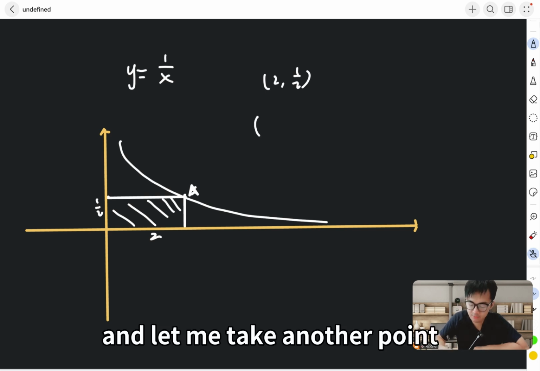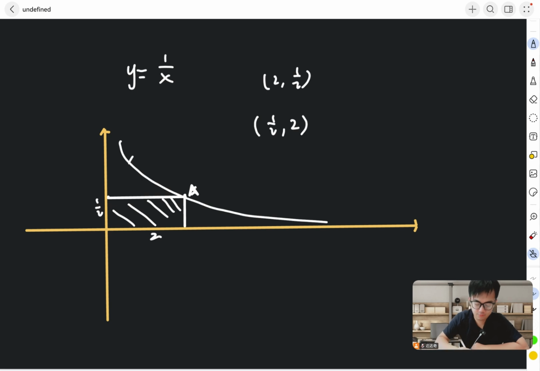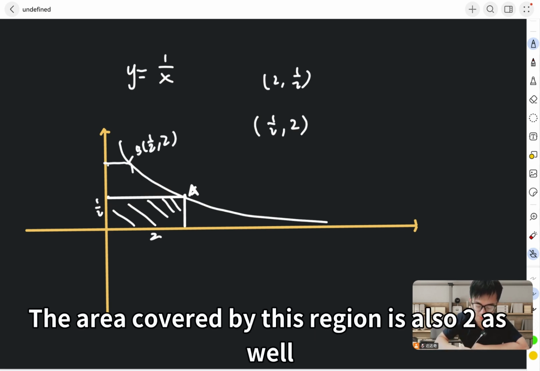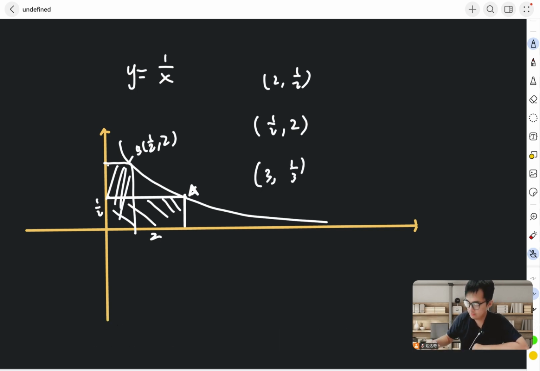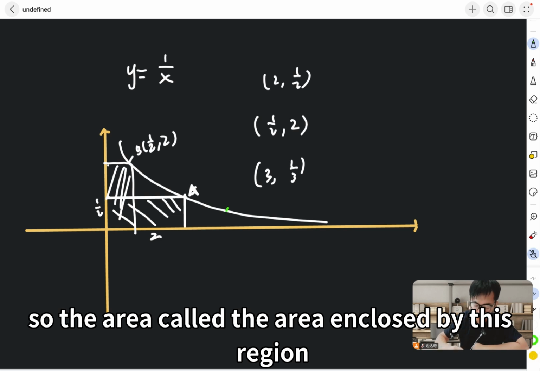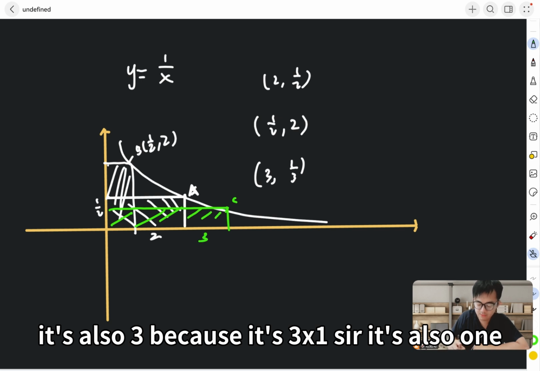And let me take another point. So it's 1/2 and its y coordinate would be 2. It's called B. The area covered by this region is also 1 as well. And let me find another point. 3, 1/3. So the area enclosed by this region is also 1, because 3 times 1/3 is also 1.